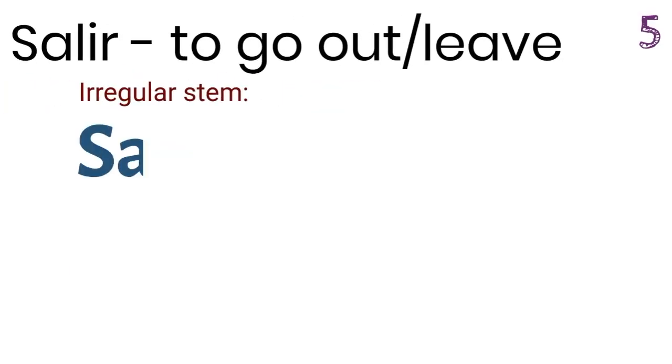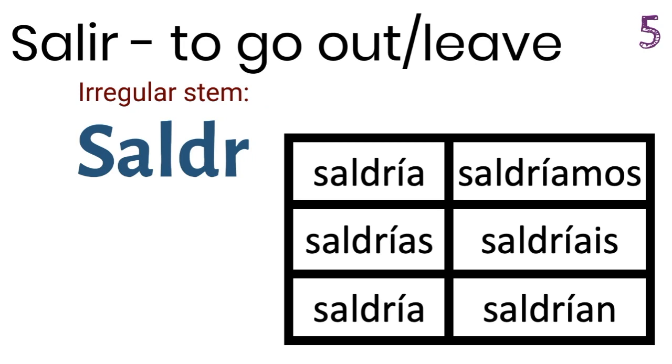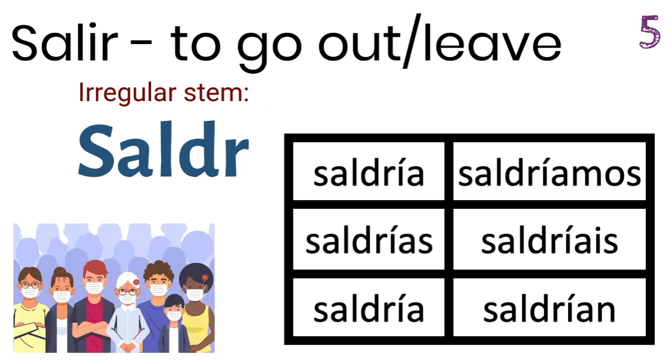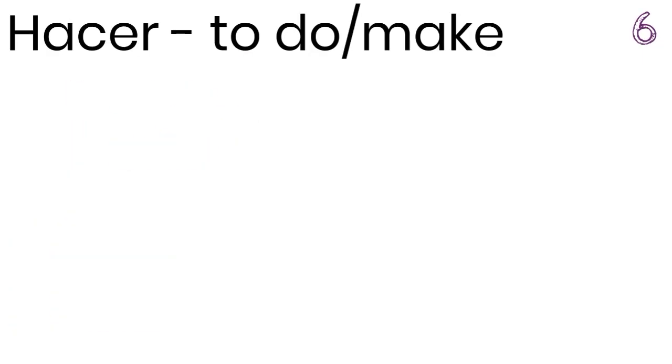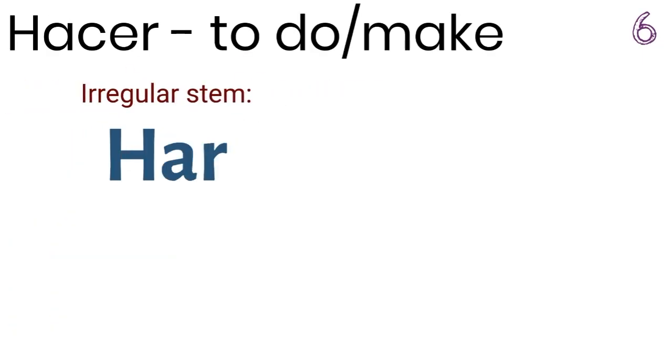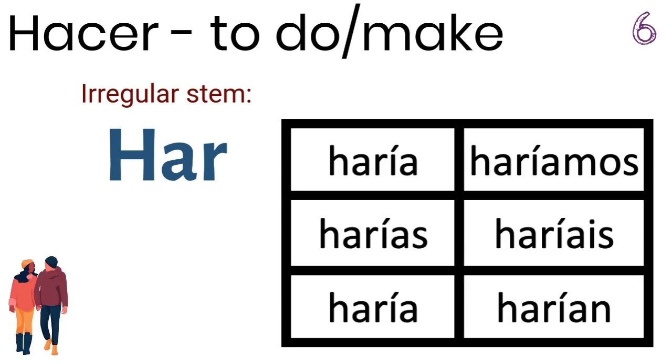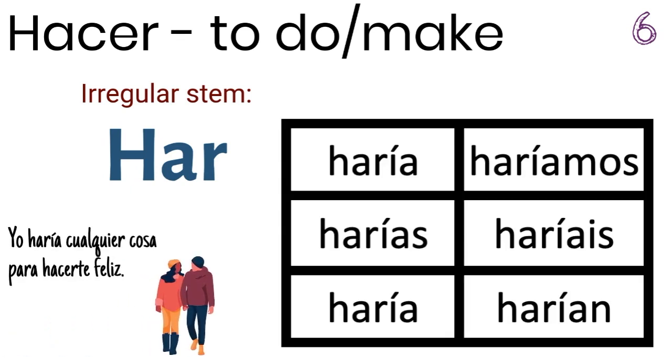Salir becomes saldr with a D. ¿De verdad saldrías sin tu tapabocas? Would you really go out without your mask? Hacer becomes har. Yo haría cualquier cosa para hacerte feliz. I would do anything to make you happy.